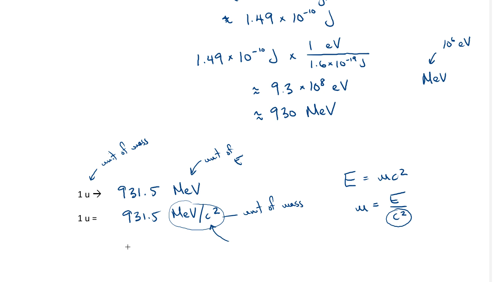And we're going to use this relationship that one atomic mass unit gives us 931.5 mega electron volts when we look at the energy that's released in nuclear reactions. So that's an introduction to mass energy equivalence and the famous equation E is equal to mc squared.